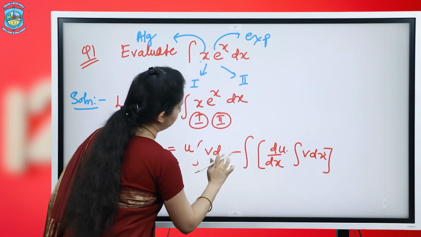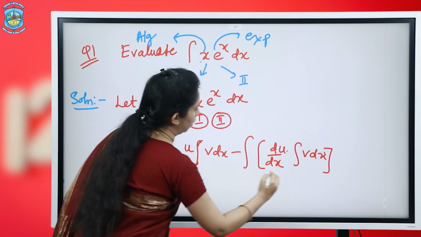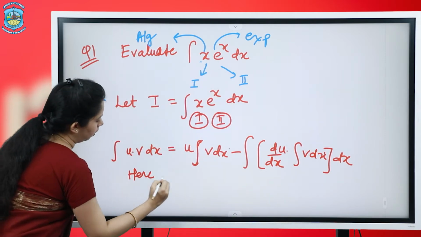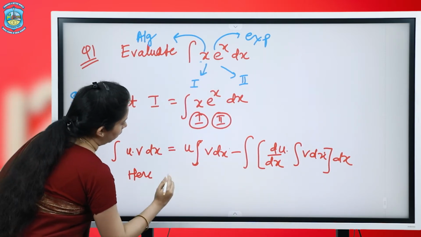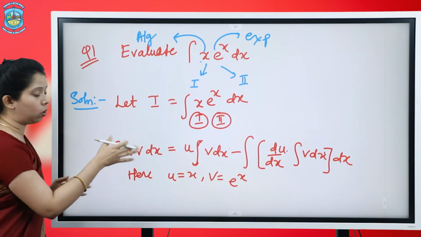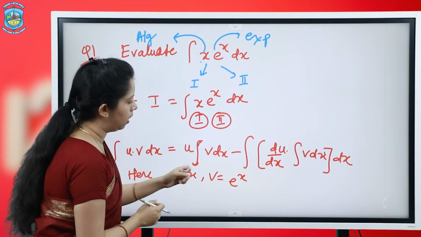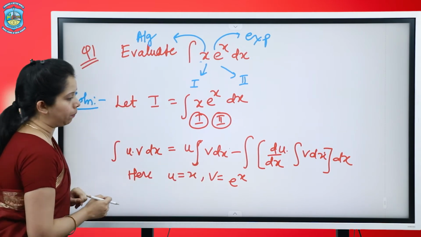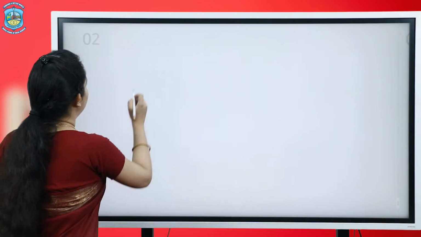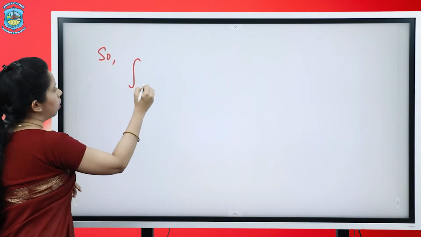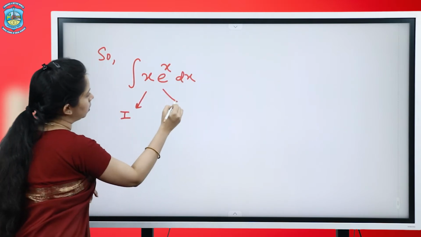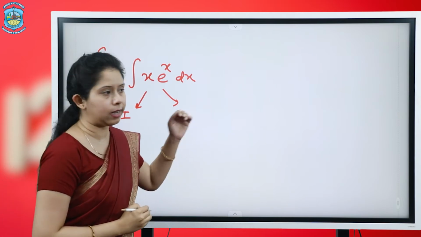Here it will be x dx. So comparing, here u is x and v is e raised to the power x. So you just have to substitute the value of u and v in this formula. So integration of x e raised to the power x dx, by taking x as the first function, e raised to the power x as the second function.